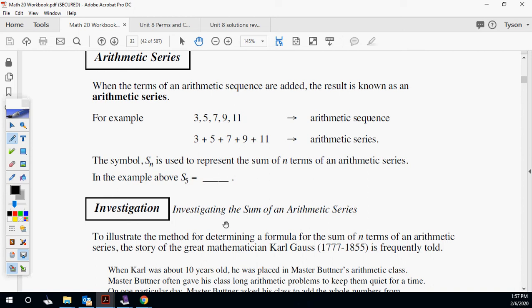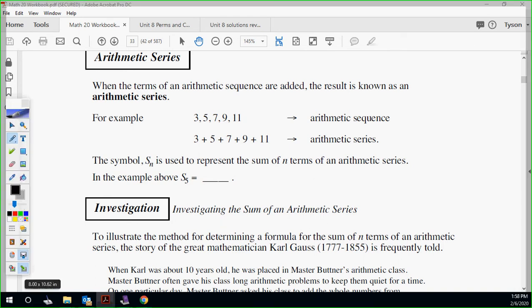The symbol S sub n is used to represent the sum in terms of an arithmetic sequence. So for example, S sub 5 means 35. I'll show you what that means. 3 plus 5 is 8, plus 7 is 15, plus 9 is 24, and then we have 11 is 35. So just adding all those up is 35. That's where the 35 comes from.